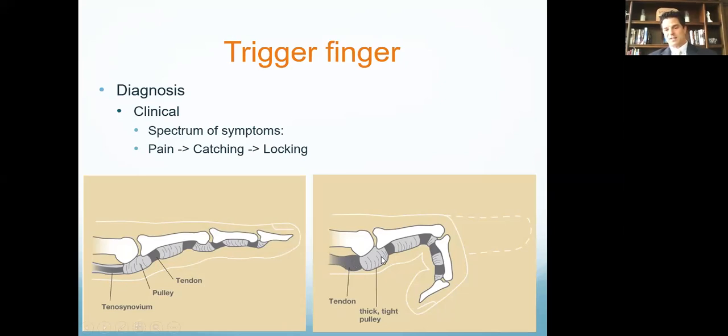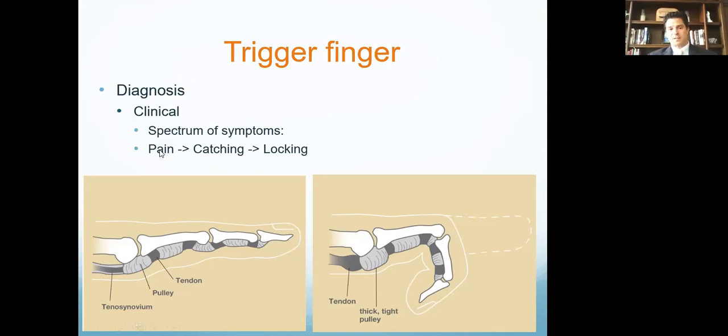Now you can imagine that tendon travels through a little tunnel called a pulley. That just helps to keep the tendon next to the bone so things don't bowstring out as you bend your fingers. So the nodule, before you bend your finger, starts out over here. As you bend the finger, it goes through that little tunnel, and if it's big enough, it can get stuck on the other side, and that can cause the finger to get stuck in a bent position. When the inflammation isn't too bad, we get catching. If it gets really bad, the finger can actually get stuck in a locked position.